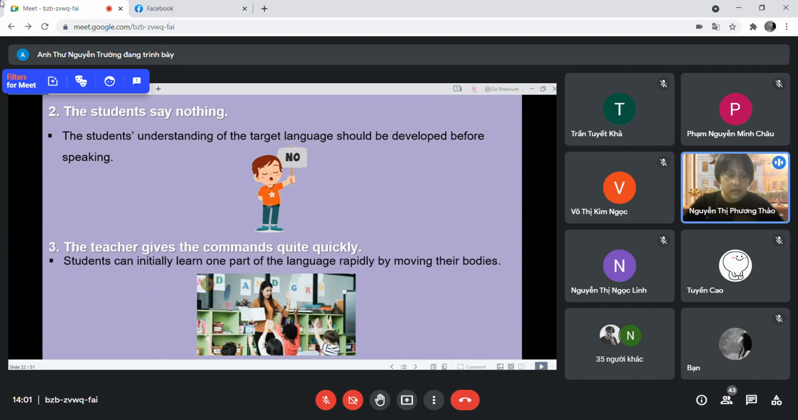The third one is the teacher gives the commands quite quickly. The principle is that students can initially learn one part of the language rapidly by moving their body.